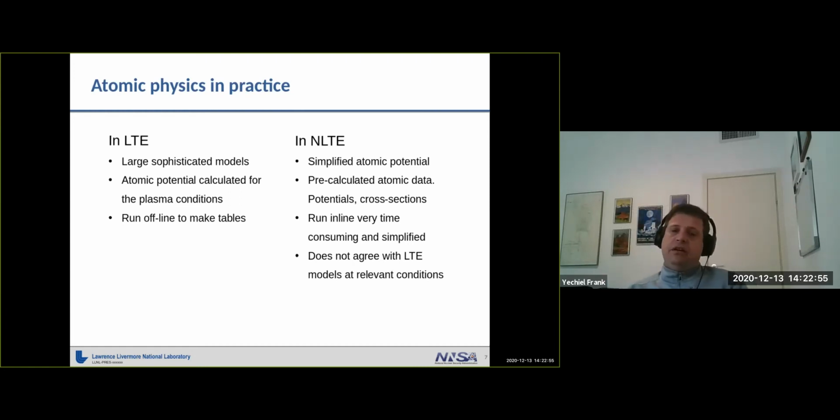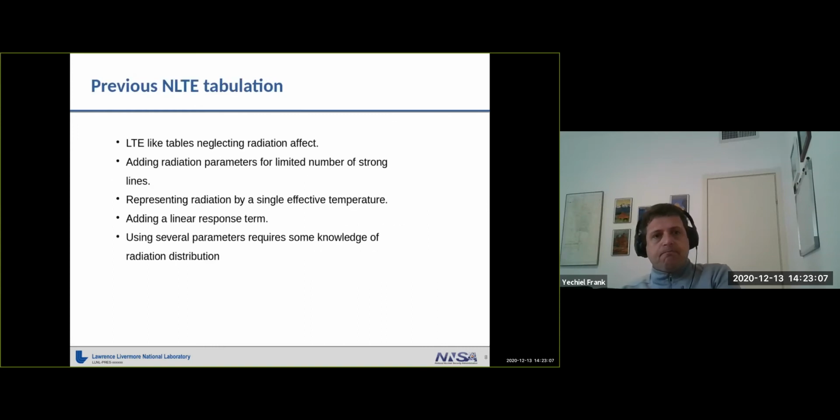While in non-LTE, even best codes have to pre-calculate the atomic data, the atomic potential, and the energy levels, and they don't do this per plasma conditions. So there were a lot of attempts to tabulate the radiative properties of non-LTE plasmas. The first and the simplest attempt, which for some applications is actually not very bad, is just to use LTE-like tables and just neglect the radiation.